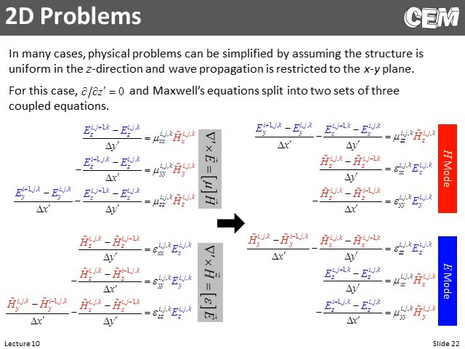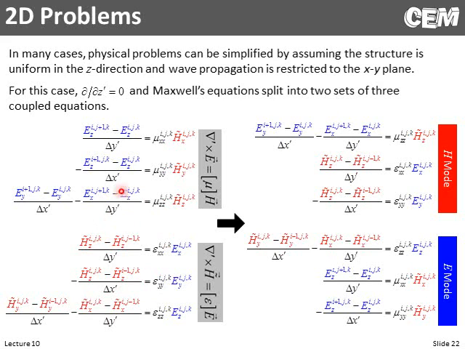But anyway, for our problems, we're going to assume that our structure is uniform in the z direction and that propagation is also restricted to the xy plane. When that happens, all of our z derivatives go to 0. So we list all 6 of our Maxwell's equations, and there were z derivatives here originally. They became 0, and we're left with these equations.